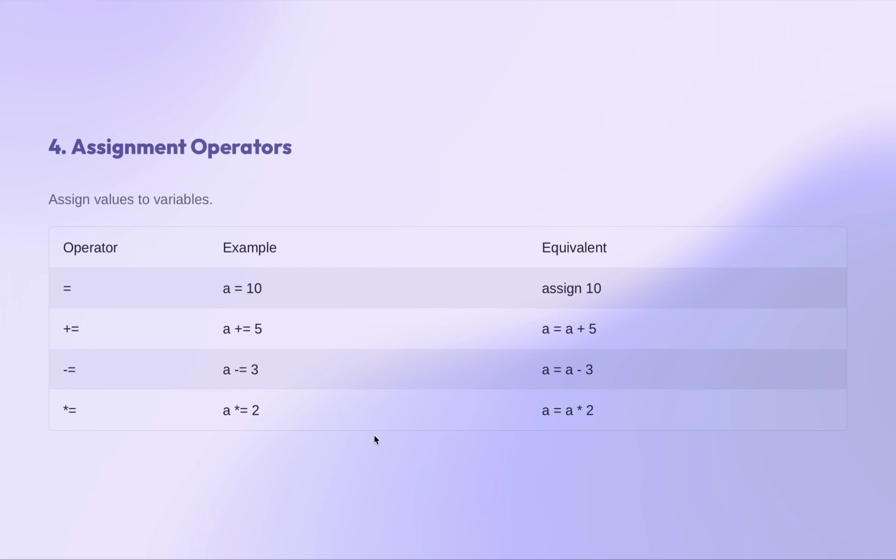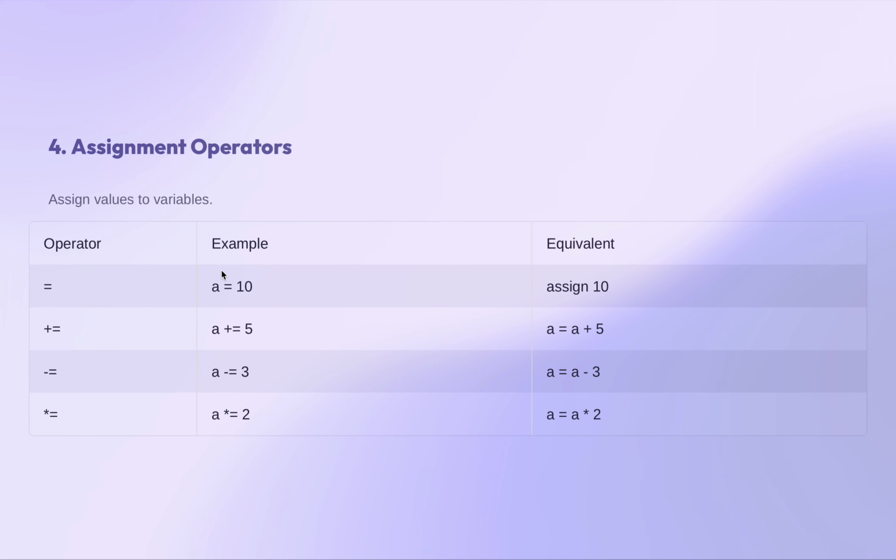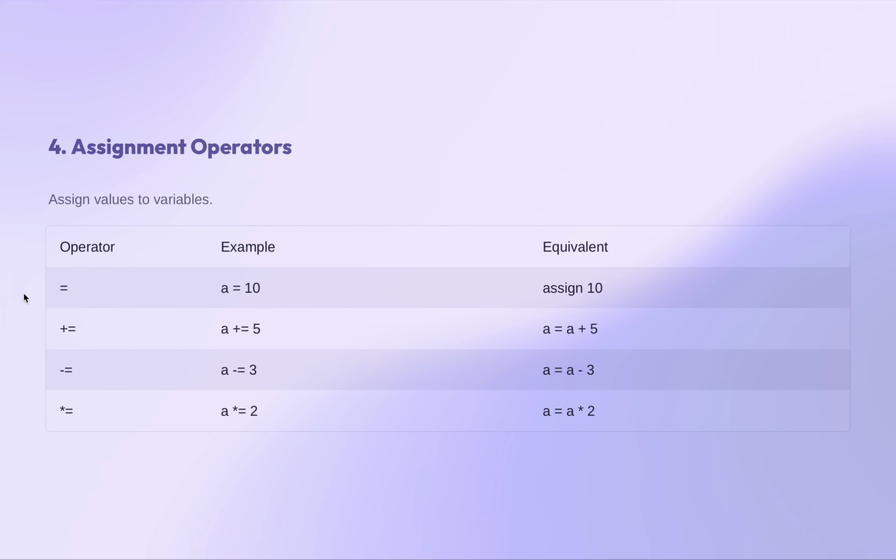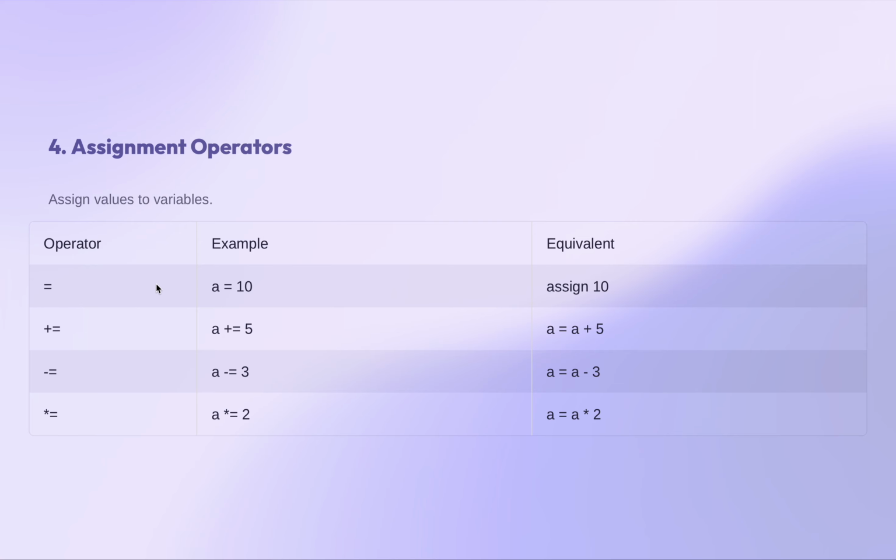Next we'll come to the assignment operator. What is an assignment operator? It assigns a value to a variable. For example, the equal to sign assigns a value of 10 to this variable a. There are several types of these, like plus equals to, and these are all assignment operators. Let's see how they work.